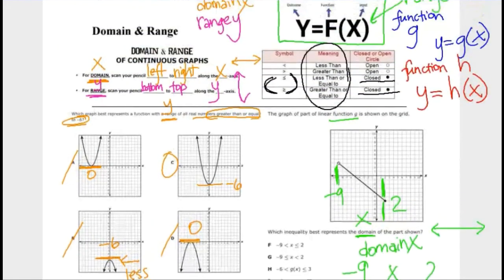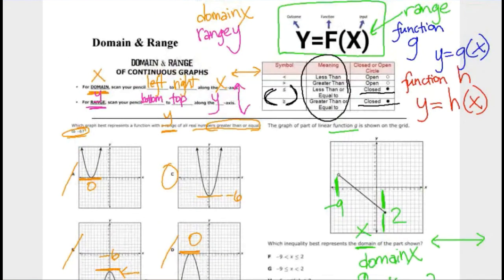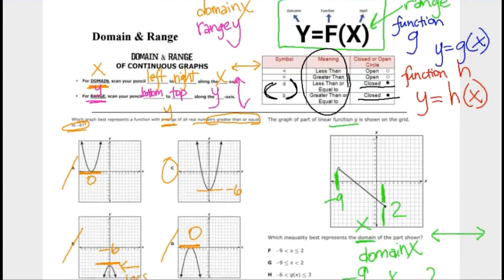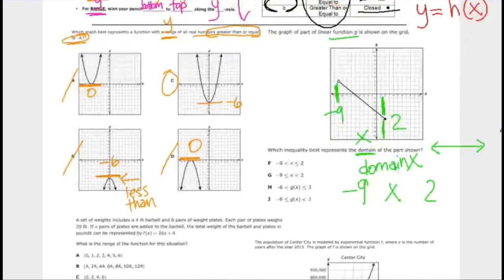And I'm looking at that little guide up here, and it's going to tell me that if there's an open circle, then it's less than or greater than, and closed could be equal to. So I know that -9 has to be less than x, and if there's a closed circle at 2, it has to be less than or equal to. So if I'm looking at my answer choices, it looks like that will be F. And then the reason it can't be G is because they've gotten those signs confused. Wrong signs.